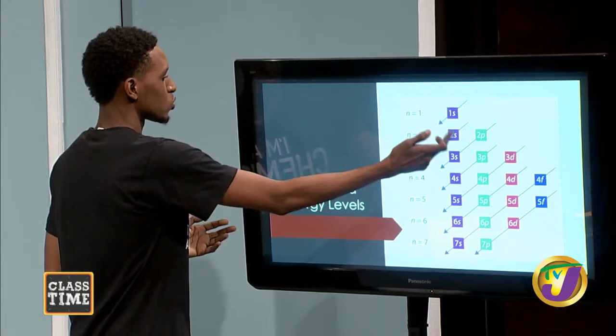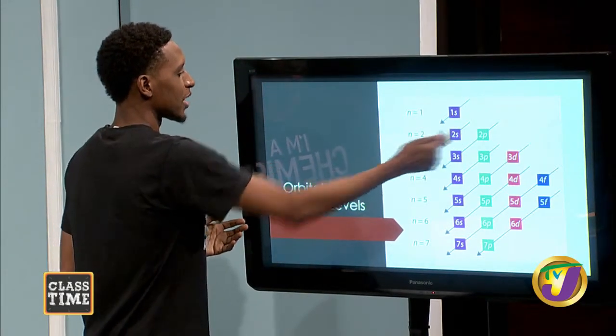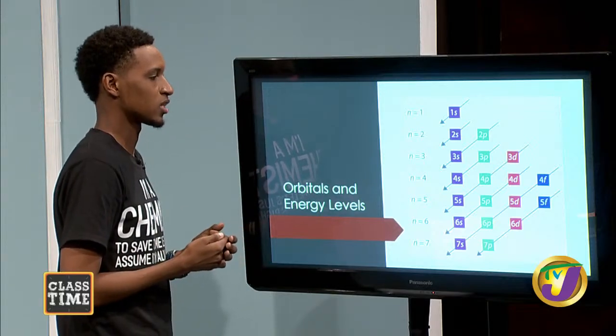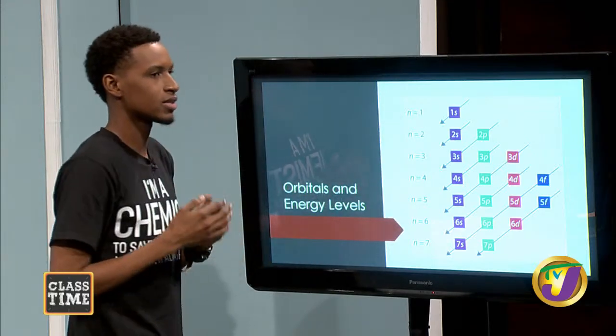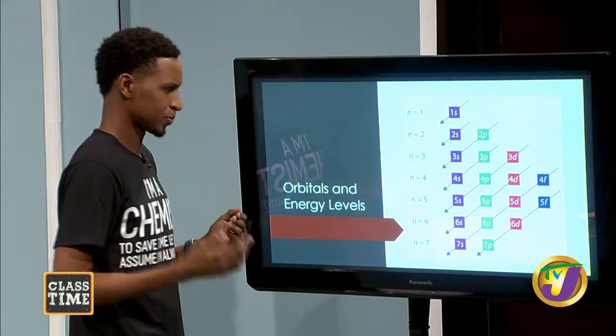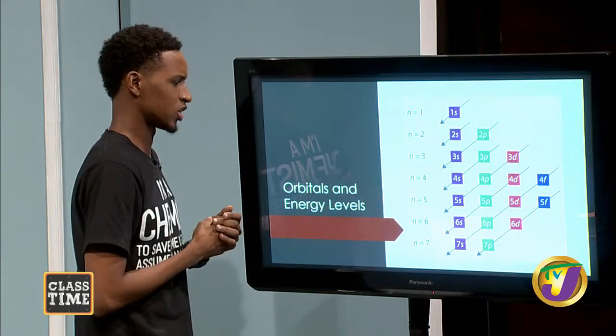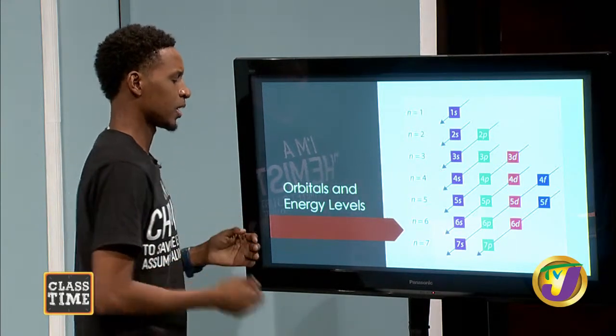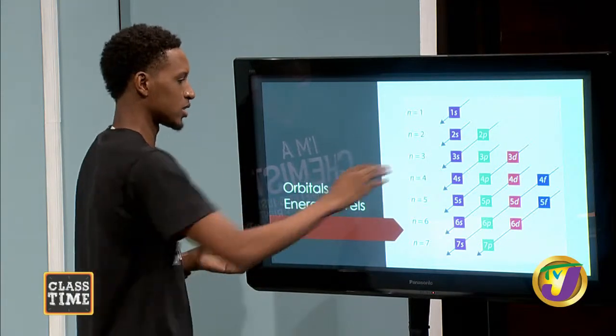Once we put the electrons in the 2s and it's completely full, we would then move on to the 2p orbital. Once we put in our 6 electrons in the 2p, we then move on to the next energy level, which is n equals 3. And then we put in the electrons in there.